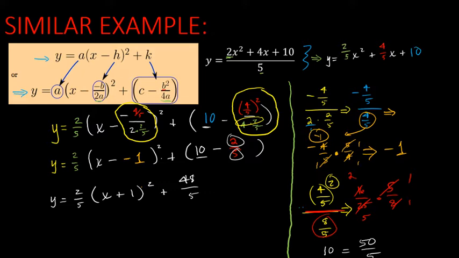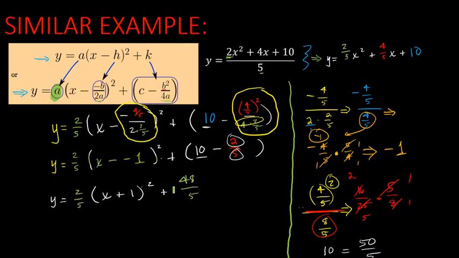So notice I can match up each piece. I've got y equals 2/5, which was the same thing as a, times the quantity x plus 1, and the reason that I have a plus is because I rewrote my negative term. If you had wanted to leave it in that form, x minus a negative 1, that would have been okay. Squared plus 48 over 5, all right?